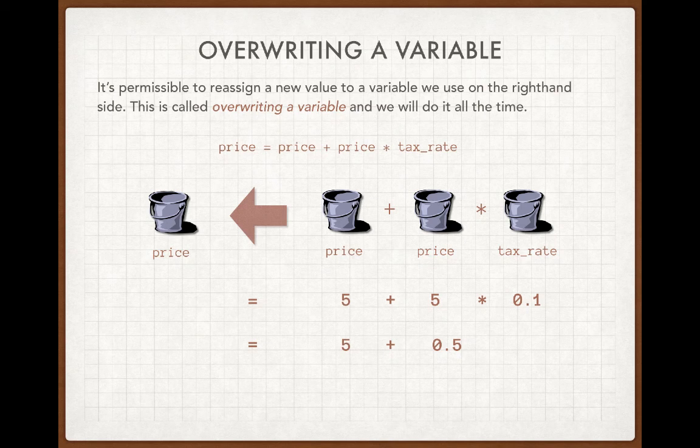So 5.5 plus 0.5, and what we do when we add those together then is we get 5.5, and that goes into the new bucket of price. So the old value of price has been overwritten with the new value of price. Totally fine. Variables vary.